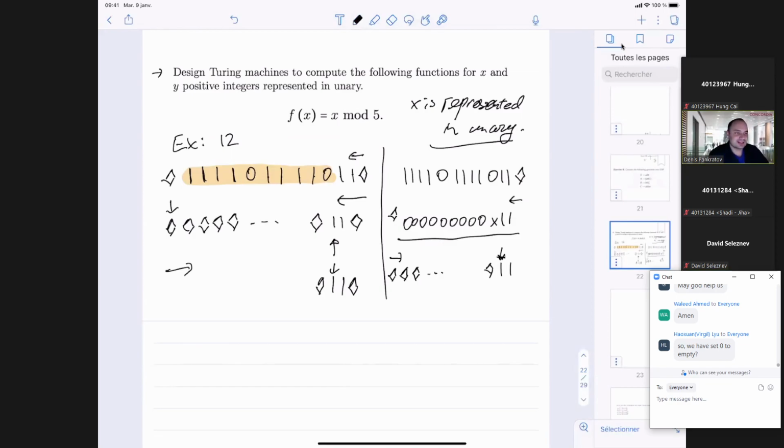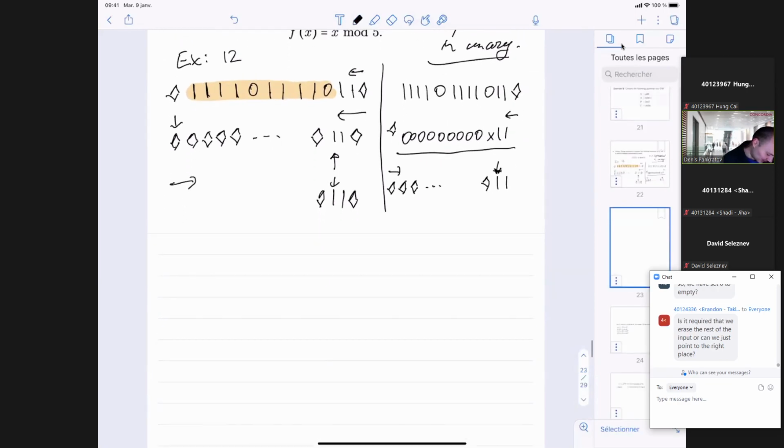So we have set 0 to empty. Well, yeah, so 0 in unary is represented by a blank tape, essentially. Okay, so let's now implement this strategy.